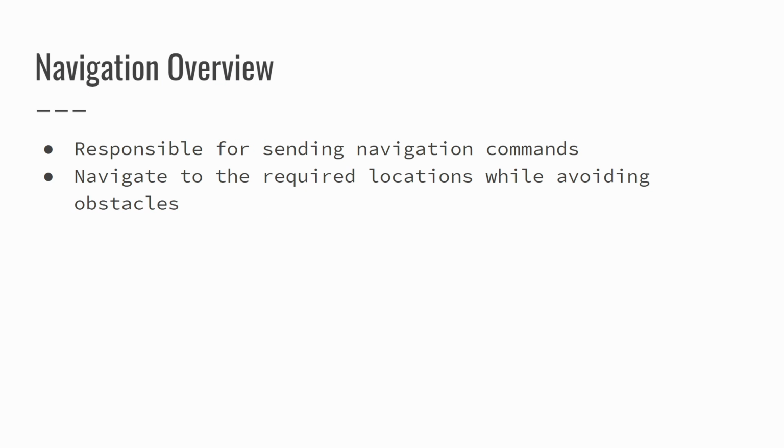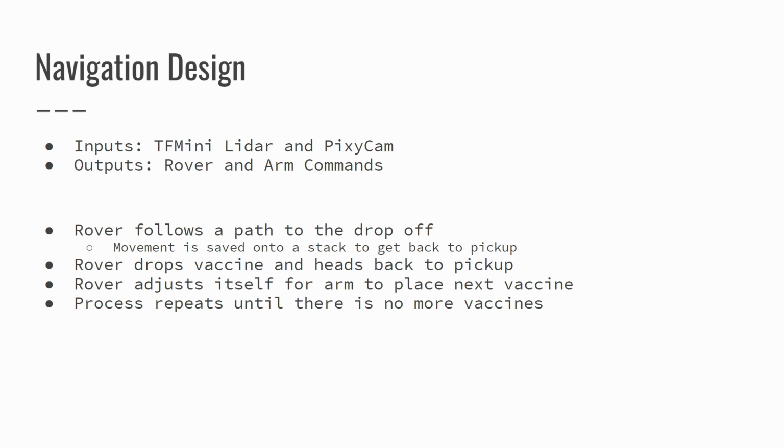The navigation is responsible for sending nav commands to the rover in order to reach the pickup and drop-off while avoiding obstacles along the way. The inputs would be the TF Mini LiDAR and PixyCam as mentioned before, and the outputs would be rover and ARM commands. The rover follows a path to the drop-off, and each movement is saved onto a stack. So once the rover is able to drop the vaccine, we look into that stack and head back to the pickup. The rover adjusts itself for the ARM to place the next vaccine, and the process repeats until there's no more vaccines to deliver.